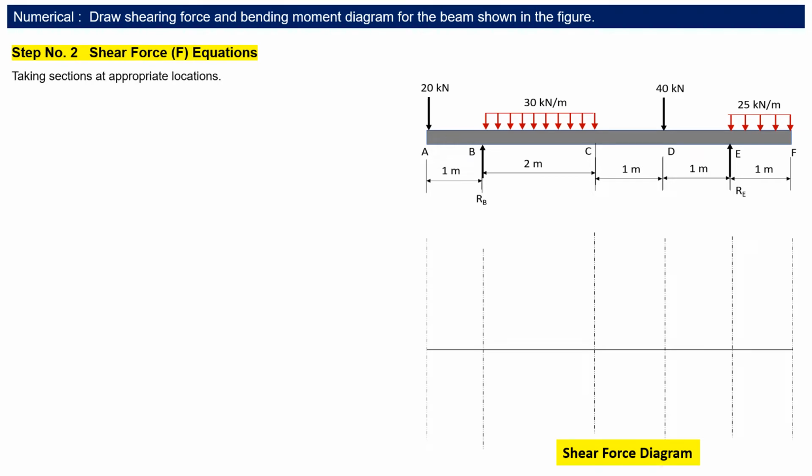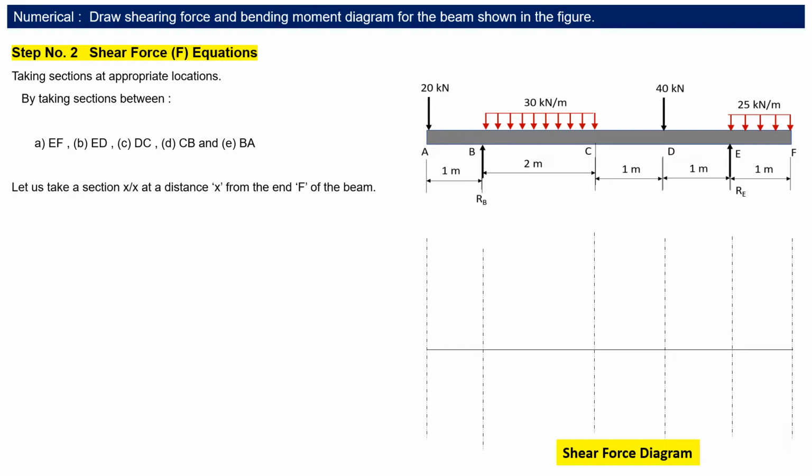So for shear force, we can take a section at an appropriate location. The maximum possible reaction sections we can take: first of all, a section between EF, then another section between ED because the load pattern is changing, and after that a section between CD, or we can say DC, the fourth between CB, and the last one between BA.